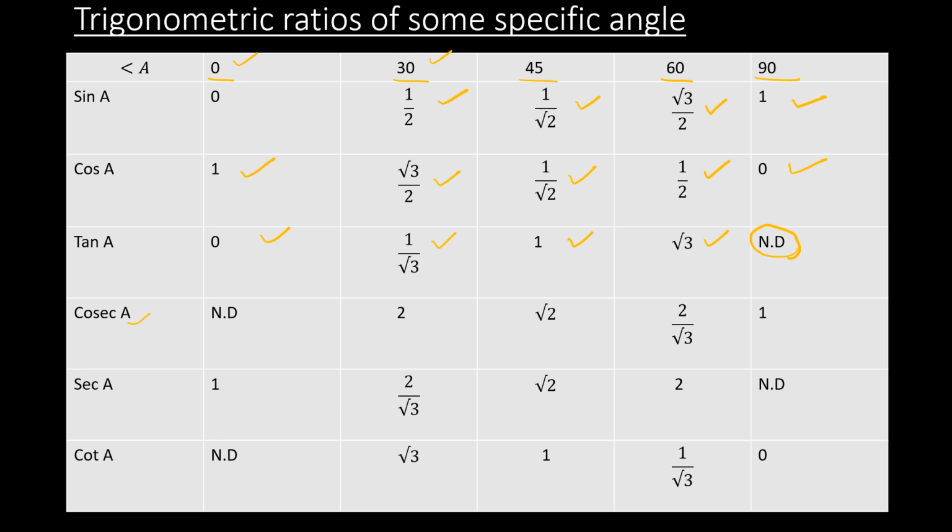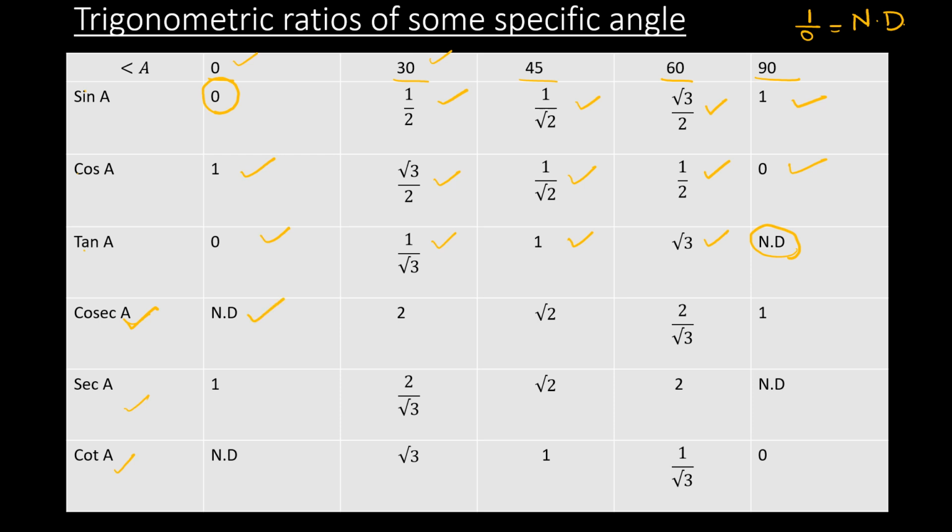Now cosec A, sec A and cot A are the reciprocals of sin A, cos A and tan A. Sin A is 0, so what will cosec A be? Cosec A will be the reciprocal, 1 by 0. 1 by 0 is not defined, that is, the denominator is 0. Any fraction with denominator 0 is not defined. Therefore, cosec A is not defined.